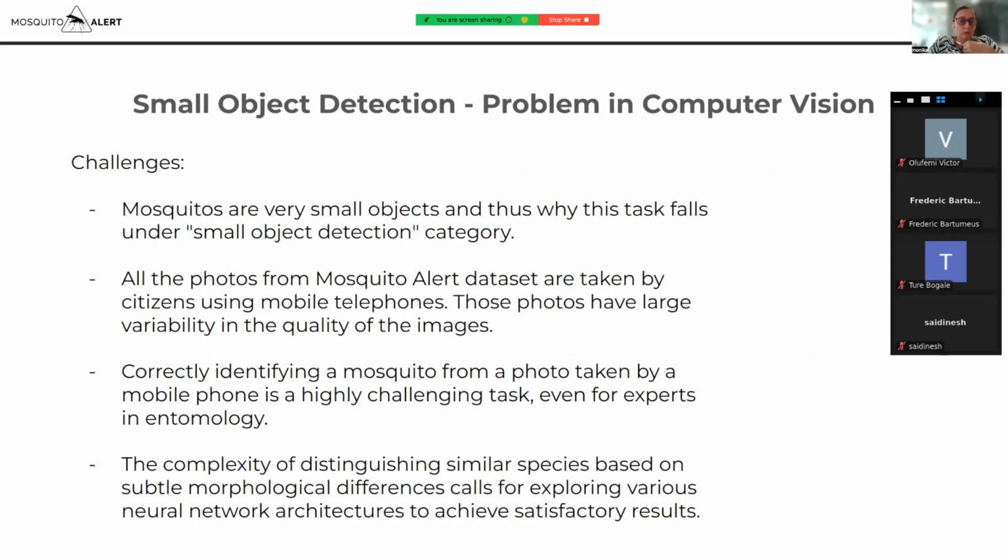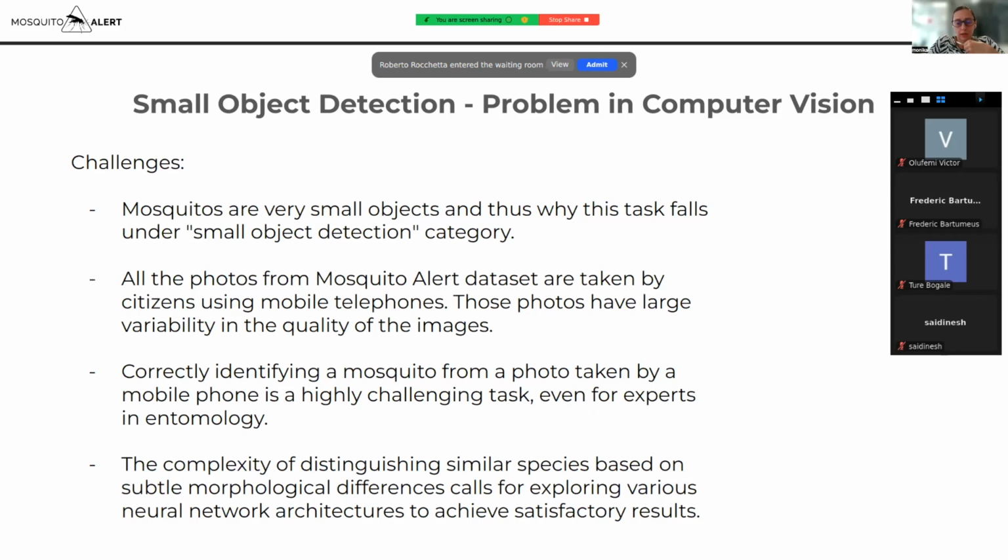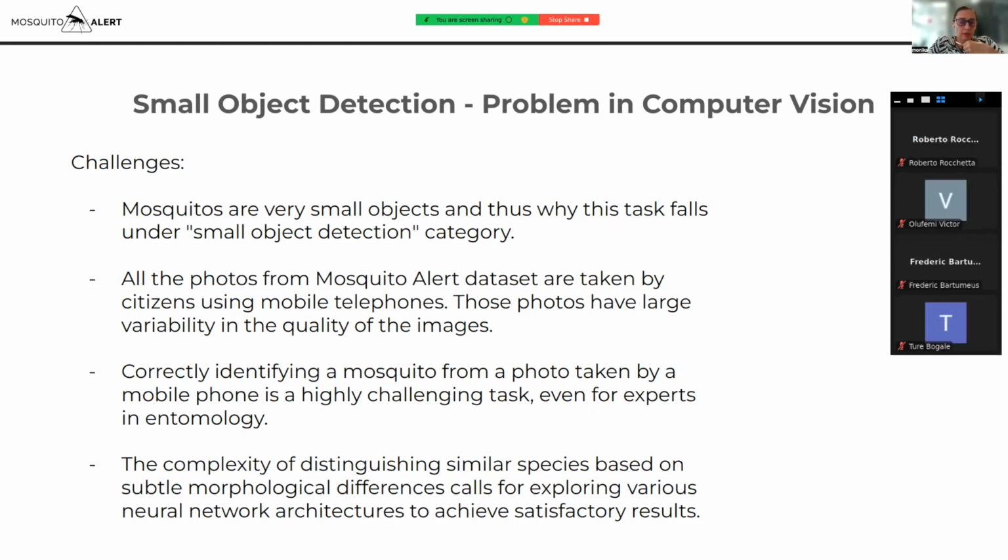Well, we try to distinguish something which is really, really small. And sometimes even if I try to make the photo myself, the legs of a mosquito become transparent to the image. So it's really hard to capture, even if you try from different angles, all the features which you would like to be visible for the artificial intelligence or the human expert to recognize one species from the other.